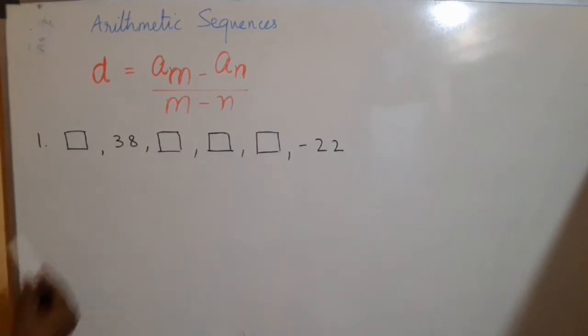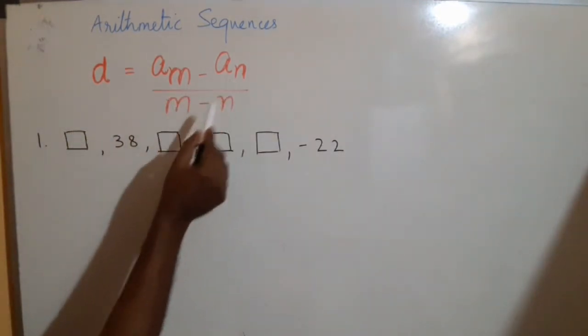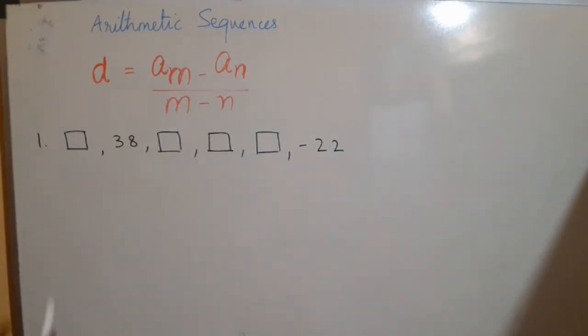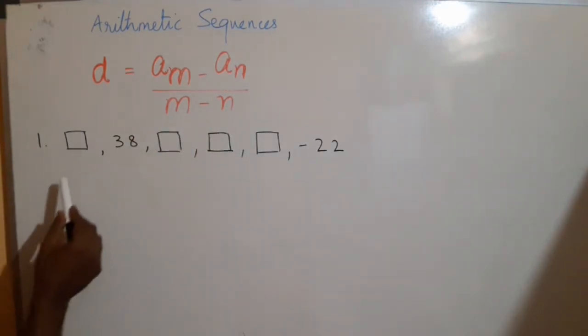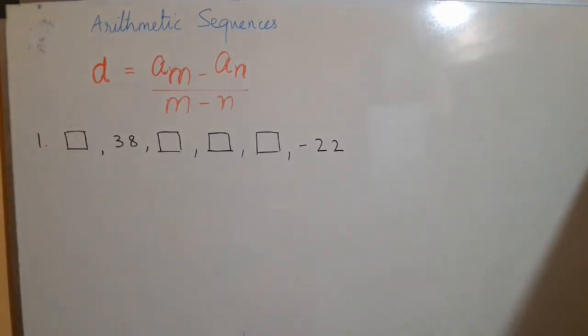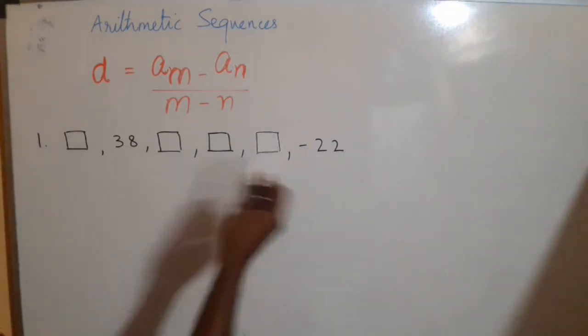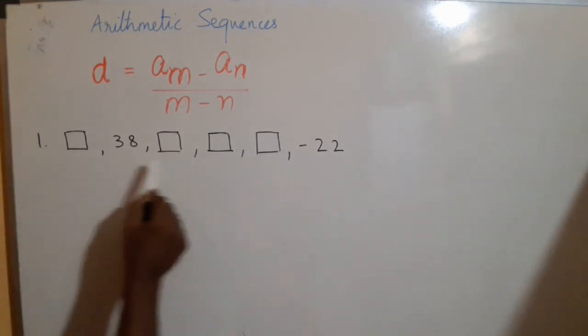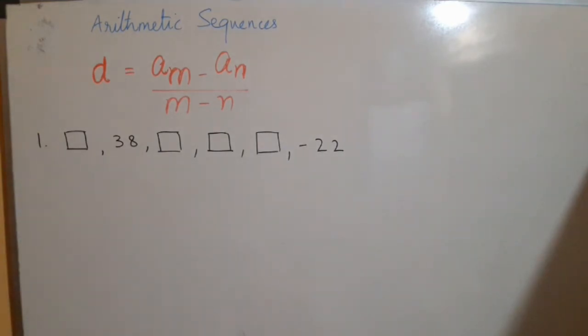So here we have the sum using this formula, the shortcut formula for d. D is equal to am minus an upon m minus n. Now what do we have here? We have given an AP here. It is mentioned it is an AP. We know the second term and we know the sixth term. And we have to find the remaining terms of this sequence. Yes? So can we use this formula directly?